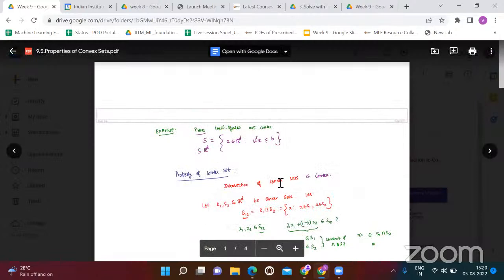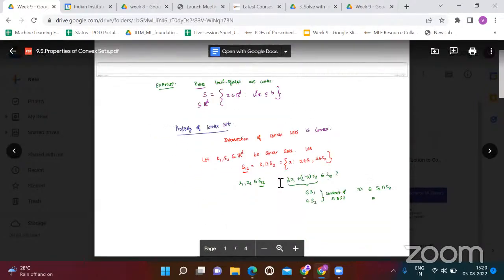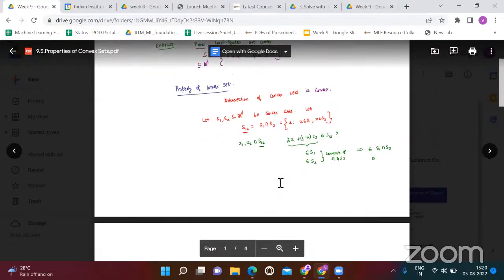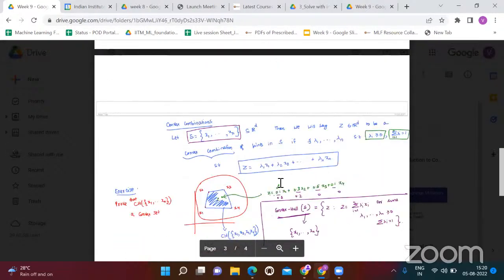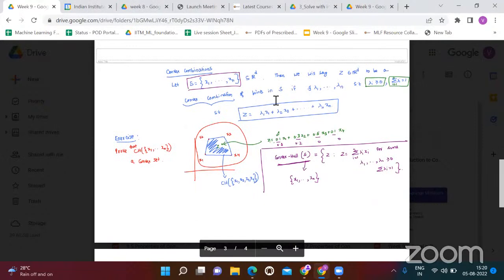Now there are 4 or 5 properties. If you go through the slides, you'll be able to understand. The first is that the intersection of convex sets is always convex. The second is the same thing written in the form of x1 to xn belonging to that convex set in R^d, and if you take some lambda 1 to lambda n, it's pretty much the same one in expanded form.